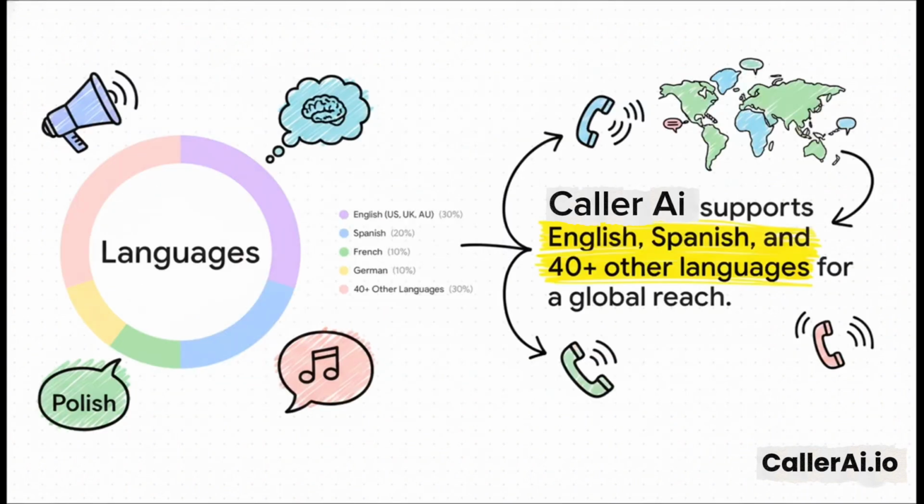Of course, all these cool features don't mean a thing if the AI can't speak your customer's language, right? Well, the good news is, modern platforms support a massive range of languages and accents. We're talking different flavors of English, Spanish, and over 40 other languages. You can truly build a global assistant.